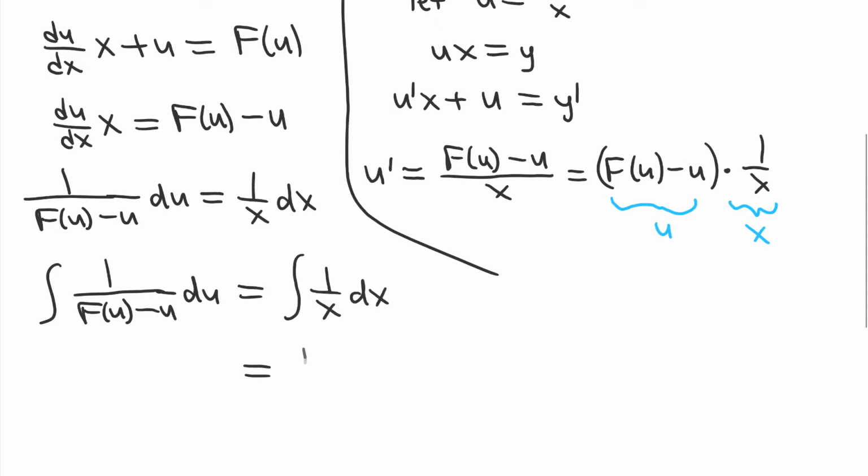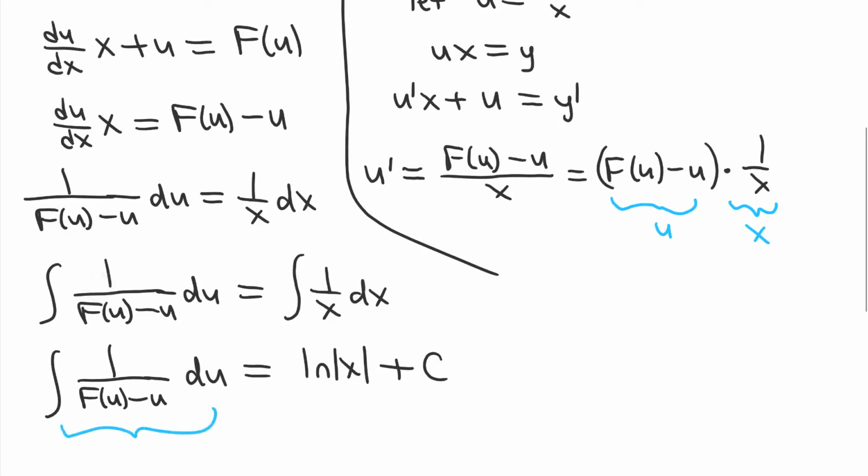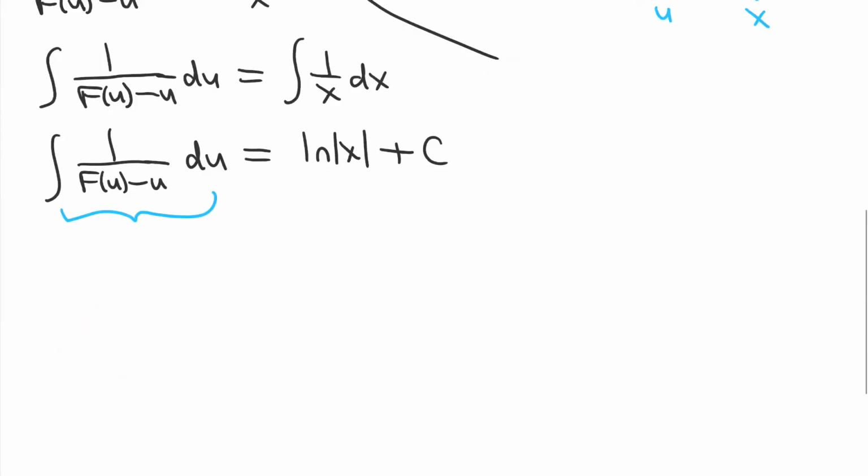And on the right-hand side, we get the natural log of the absolute value of x, in the most general case, plus an arbitrary constant. And on the left-hand side, we have some integral. Hopefully this integral is solvable, but it'll be some function of u. This whole antiderivative will be some function of u. We can then make the substitution u equals y over x back in to get a solution in terms of y and x, and this may or may not lead to an explicit solution. At least we'll get an implicit solution, and then we may or may not be able to solve directly for y.